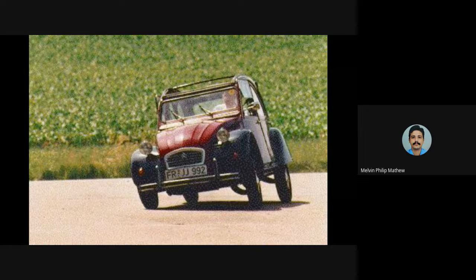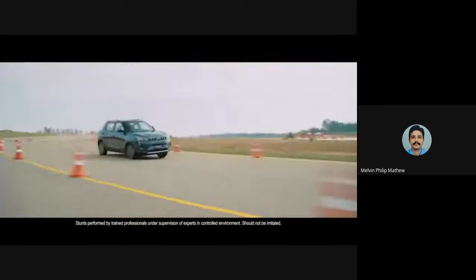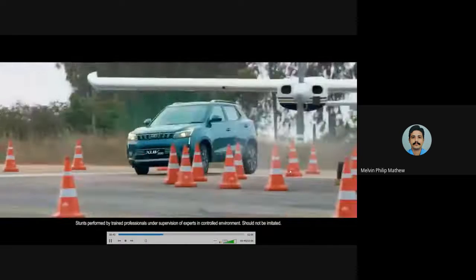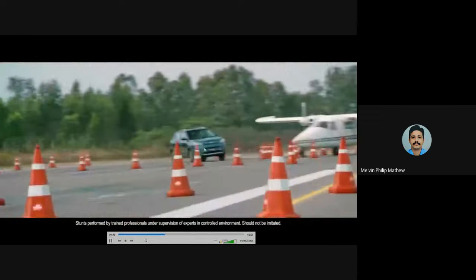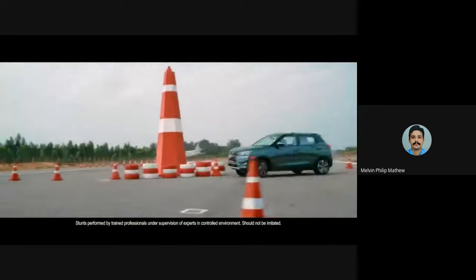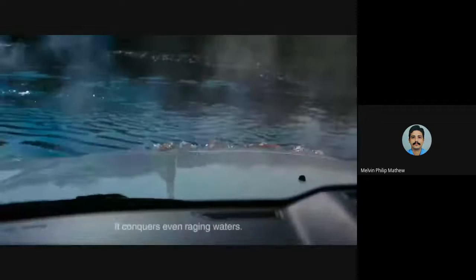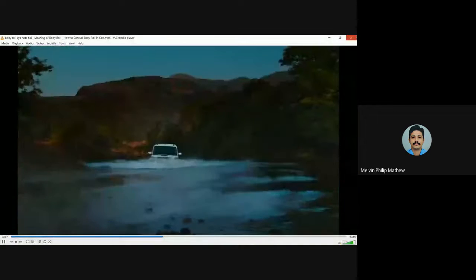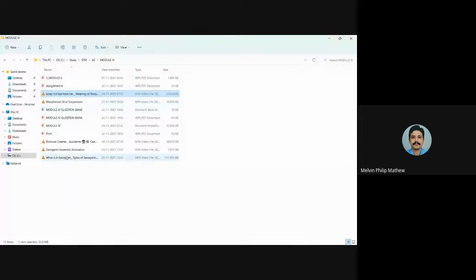So you can see here, this vehicle is moving and taking a curve. You can see how it lifts off from the ground. It is lifting off because of this change in center of gravity. Okay. On another video also.